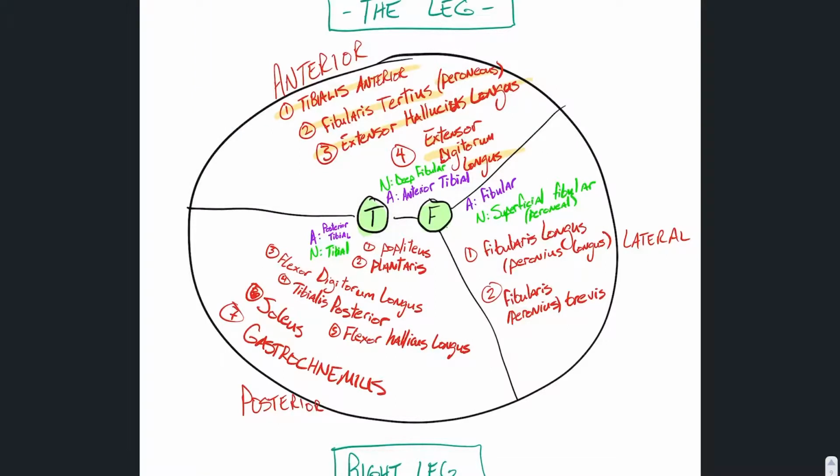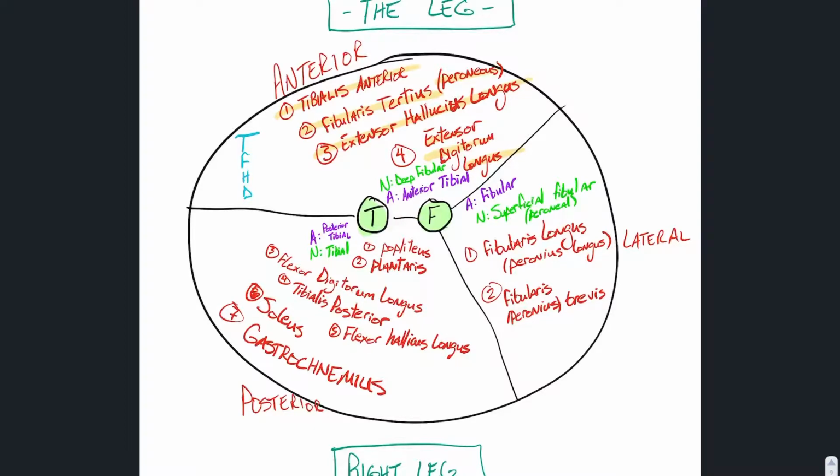If we're trying to make an acronym for the anterior section, we would have tibialis anterior, fibularis, so TF, extensor hallucis longus, so I'm going to say H, and digitorum longus. So I would go with TFHD. Tibialis, fibularis, hallucis, and digitorum would be the 4. TFHD in the anterior section.